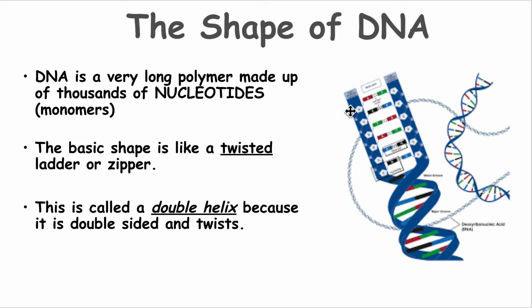If you look really closely in this picture, you can see there are some monomers in here, all these different colored things. My monomer for DNA is called a nucleotide, and this is one of them right here. Here's a nucleotide. Here's a nucleotide. And then on the other side, because it's double-sided, here's another nucleotide and another nucleotide and another nucleotide. These nucleotides, there's thousands of them, come together in this structure, and then it twists. And that's why we call it a double helix. Double because it's 2-sided, and helix because it's twisted.